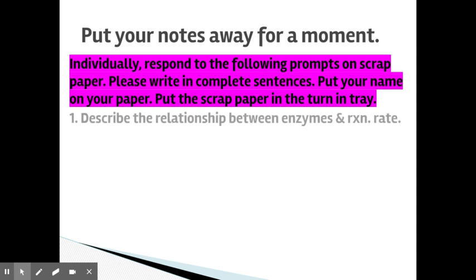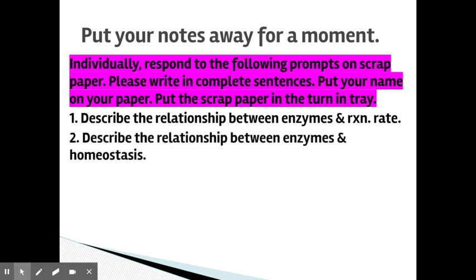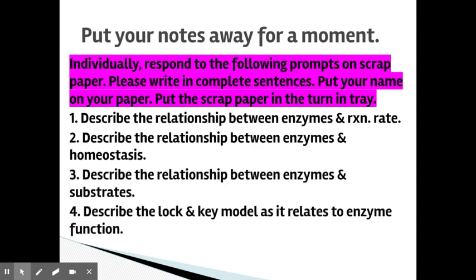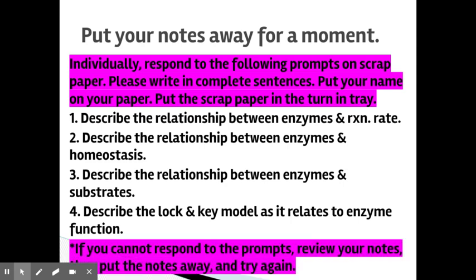Okay, so first question, describe the relationship between enzymes and reaction rate. You want to write a complete sentence, kind of how are those things related? Describe the relationship between enzymes and homeostasis. Describe the relationship between enzymes and substrates. And describe the lock and key model as it relates to enzyme function. Now, the idea is I don't want you to write directly off the notes in this presentation, but if you can't respond, you can review the information, but you don't want to just write directly off that.